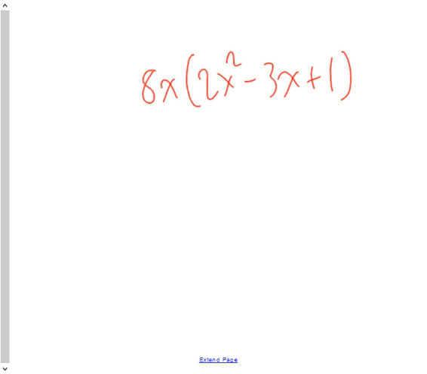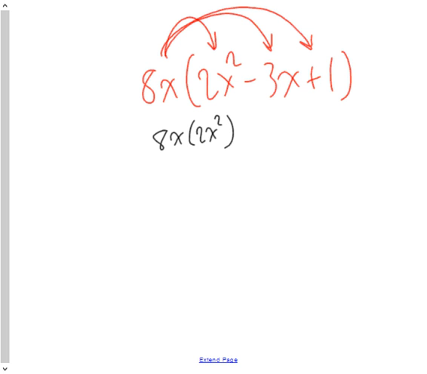In this case, you have to remember that when you multiply a polynomial by a monomial, you must use distributive property. So each of the terms inside the brackets must be multiplied by 8x. So to show your work, you would probably show 8x multiplied by 2x squared and 8x multiplied by negative 3x and 8x multiplied by 1. So the simplification of all three of these would be the solution to the product.